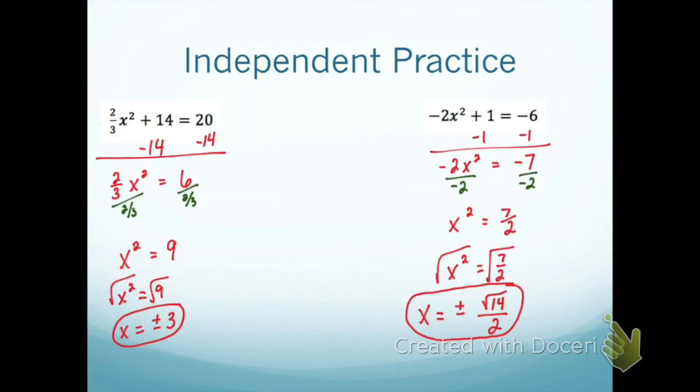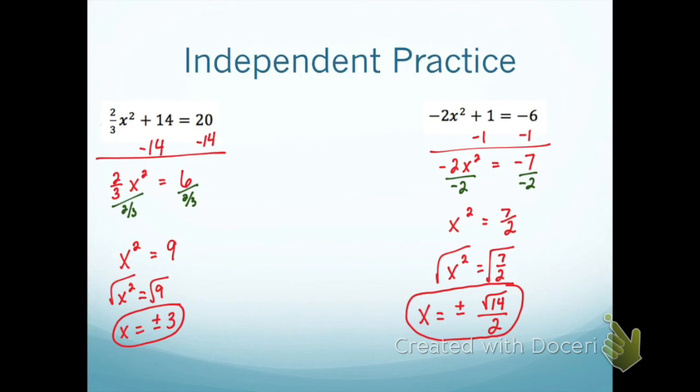For the first problem, I started by subtracting the 14 over, dividing by 2/3, and then taking the square root of both sides, and I got a positive and negative 3. For the second problem, I subtracted my 1 over, and then divided by negative 2. I want to leave my answer at this point as 7 over 2, 7 halves, just because whenever we take a square root, we don't want a decimal inside of the square root, so don't change that to 3.5.